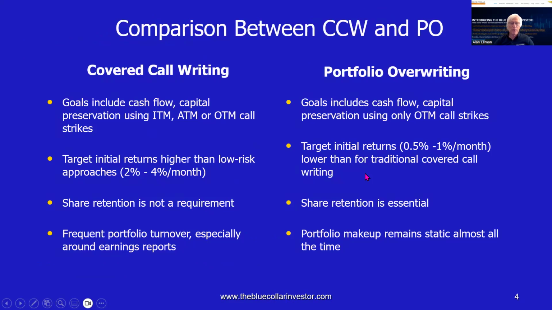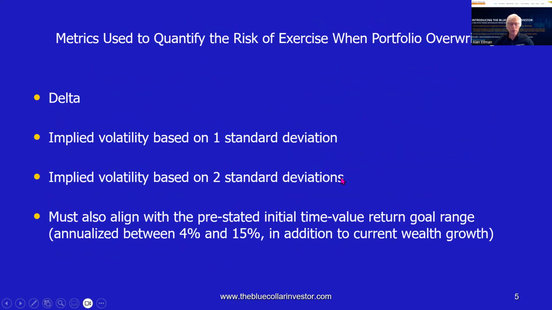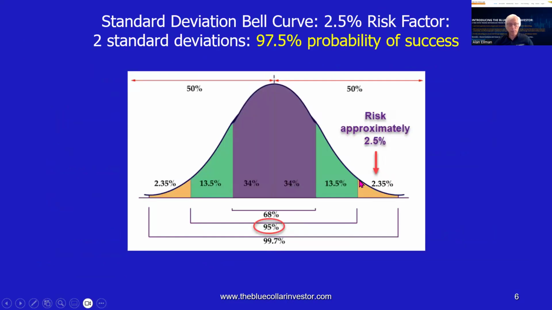And here is the comparison chart that I showed you. We'll go through each bullet point so you have a clear understanding as to the differences between the two strategies. And then, as I said, the key metrics, delta, implied volatility on 1 and 2 standard deviations, as well as making sure those trades align with your goals. How much cash are you looking to generate? So all that has to fall into play.